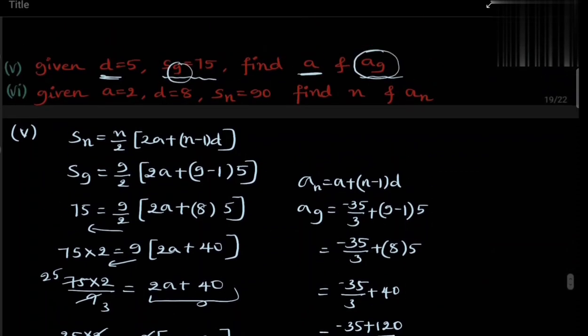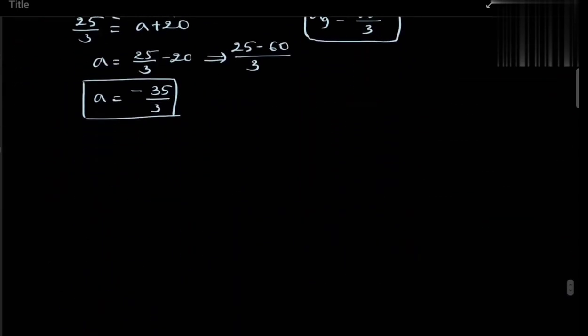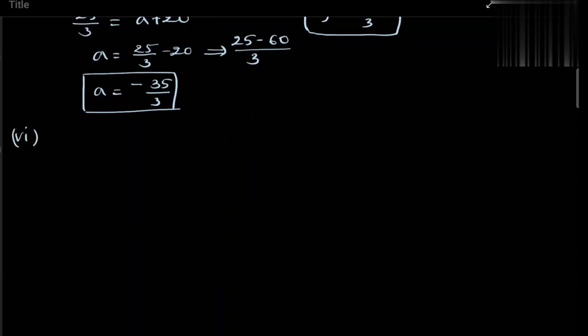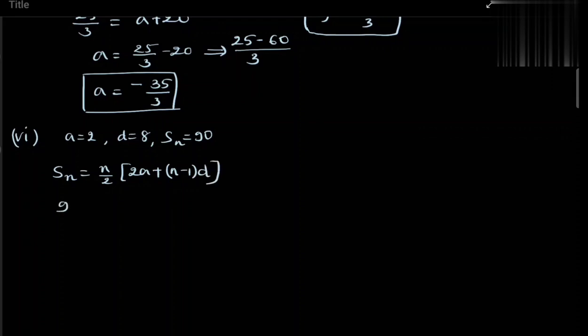So move on to the next problem, that is 6.1. Here they have given first term 2, common difference 8 and sum of n terms 90. So we have to find the number of terms n and the nth term of this AP. So for the 6th one, they have given a is equal to 2, d is equal to 8, Sn is equal to 90. So we know the formula for the sum of n terms of an AP, that is Sn is equal to n by 2 into 2a plus n minus 1 into d, right? So here Sn is nothing but 90. We don't know n, so write it as it is, n by 2 into 2 into 2 plus n minus 1, where d is 8.